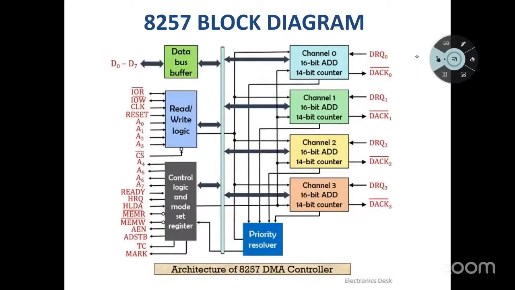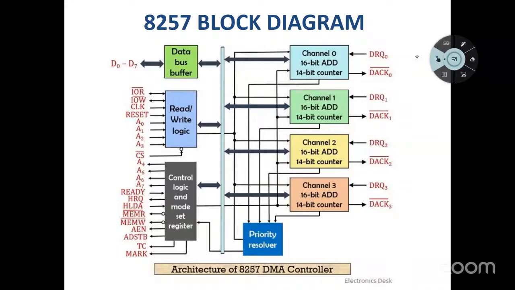The architecture of the 8257 DMA controller. There is also the 8237; both are DMA controllers.